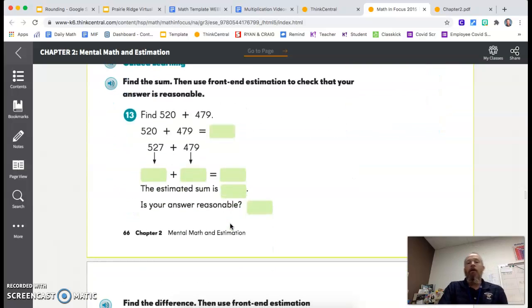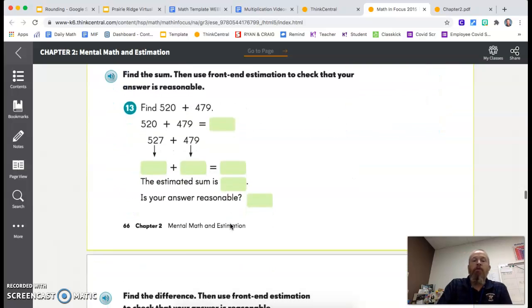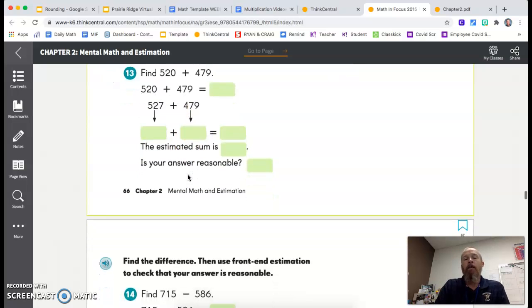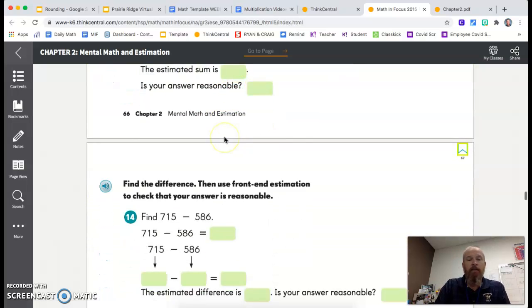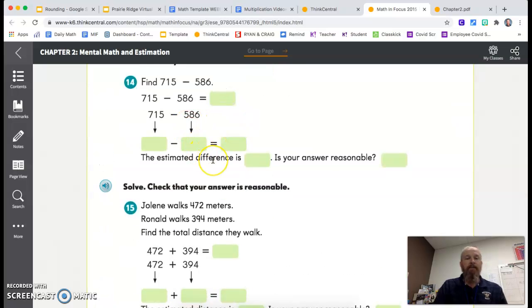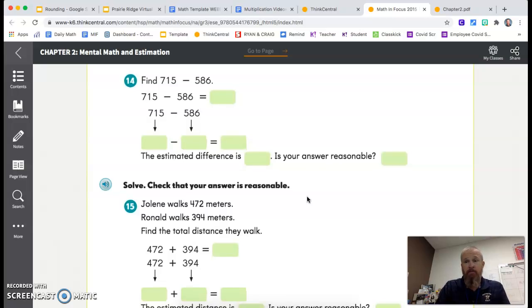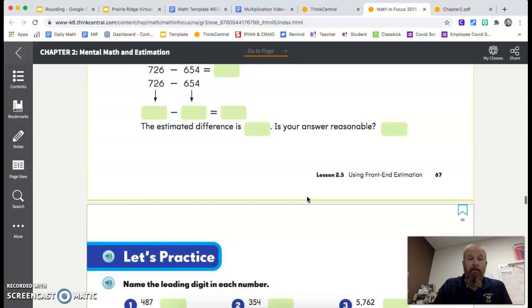I'm going to stop at this point, but I want you to see where these numbers are coming from in the example. See how they come straight down from the other number to write it down. And then we check and see, is it a reasonable answer? Again here, same thing. We're just making sure that the answers we're getting using our front-end estimation are reasonable answers.